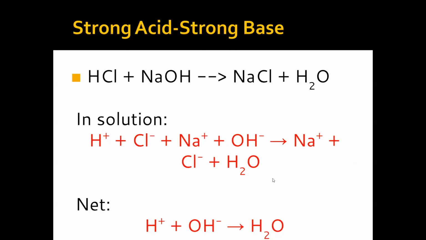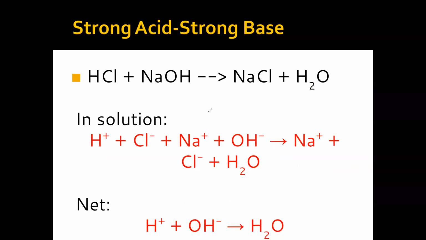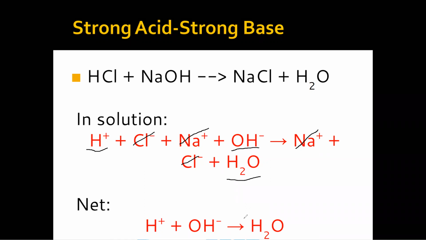So when you write your net ionic and you're crossing stuff out, once again, anything that you know is still in solution, you're crossing out. So you should cross out your sodium and you should cross out your chlorine. And you're left with hydrogen plus hydroxide yields water, which is exactly what our net ionic is down here. H plus OH minus yields water. Okay? Now let me erase really quickly and move on.